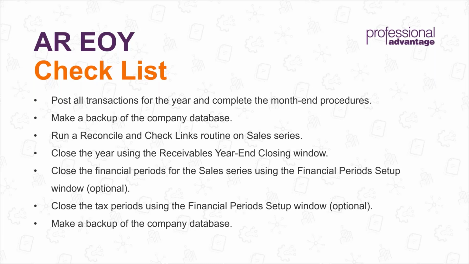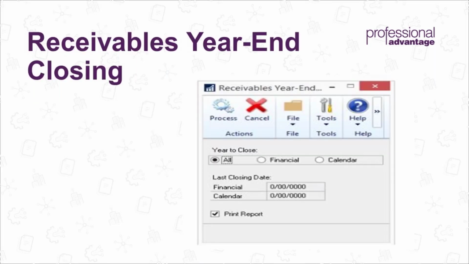And also, we need to close the year using the receivable year-end closing window. Now, what does this window look like? It looks like this. Let me just quickly show you. This is the receivable year-end closing window. Again, a simple looking screen, not as busy as some of the transaction entry windows, right? So you have options here. You close the financial year or calendar year. Usually we recommend just close all, and also make sure if you want to keep any reporting, tick that box.